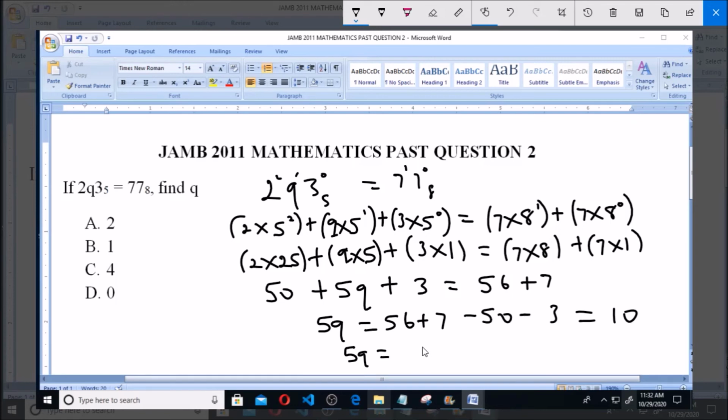5q is equal to 10, and we divide both sides by the coefficient of q, which is 5. Here we cancel 5 and 5 in 10 gives 2. Therefore q is equal to 2.